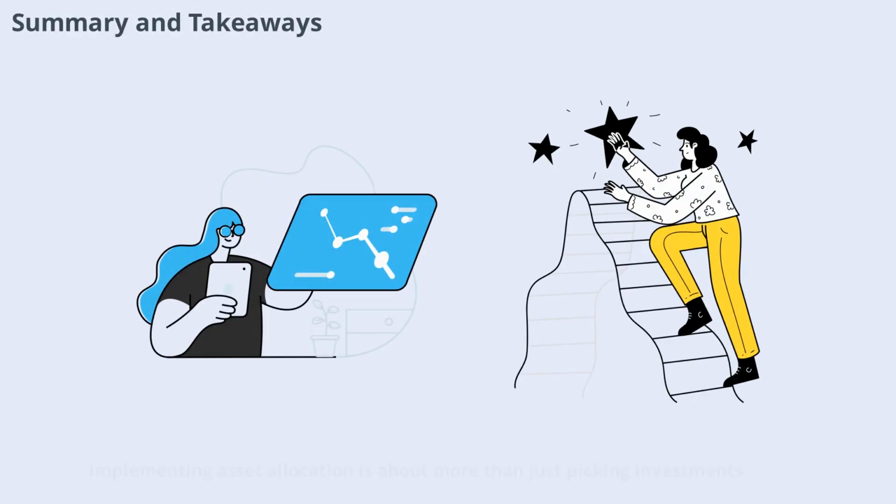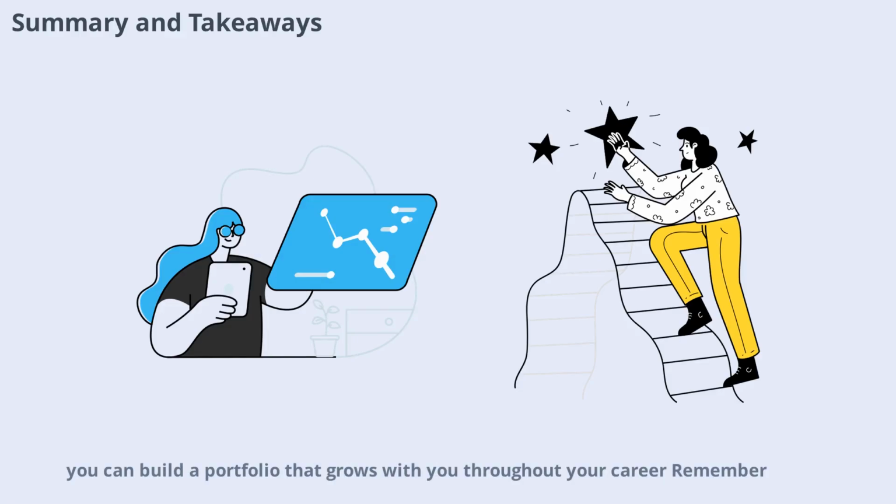Wrap up: implementing asset allocation is about more than just picking investments. It requires a specific plan, clear understanding of your accounts, and disciplined execution of key principles. By focusing on tax efficiency, leveraging the best investment options, and rebalancing regularly, you can build a portfolio that grows with you throughout your career.